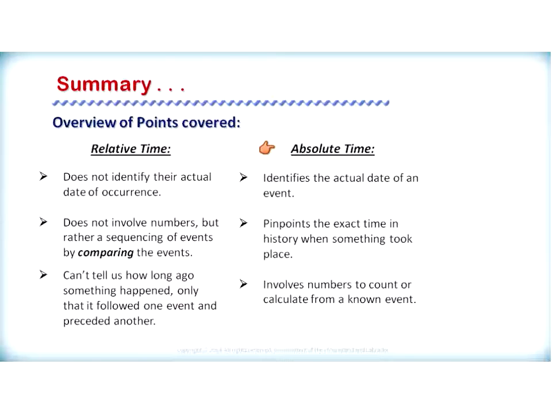When we look at absolute time, it identifies the actual date of an event. Absolute time pinpoints the exact time in history when something took place. And thirdly, absolute time involves numbers to count or calculate from a known event.